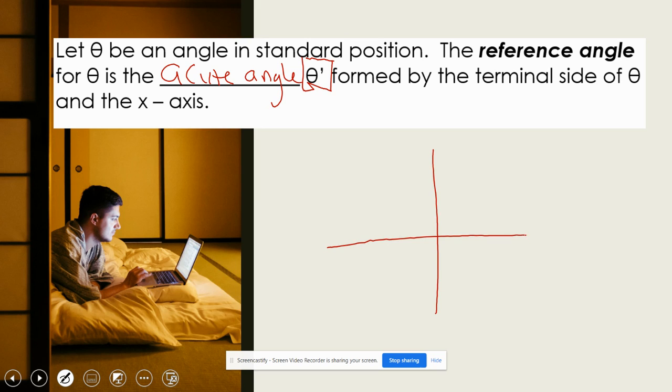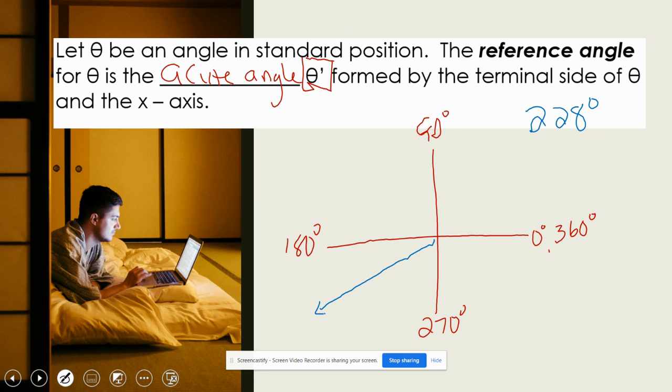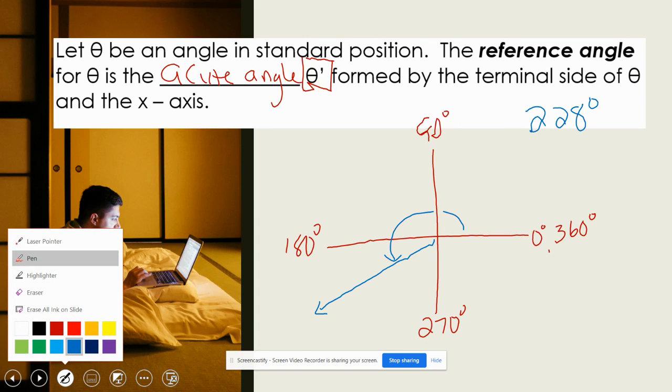I have my xy axes, 0, 90, 180, 270, and 360. And I want to draw 228 degrees. 228 is positive, so we're going counterclockwise. And it's in between 180 and 270, maybe about right here. So this is the angle that we've drawn.